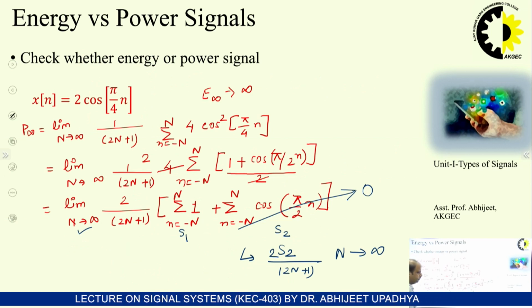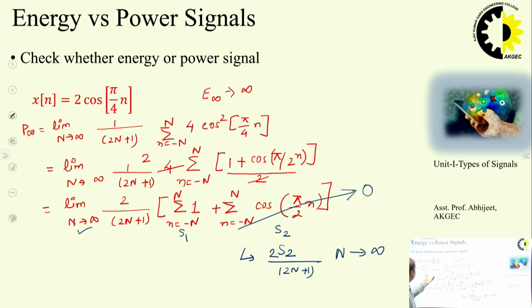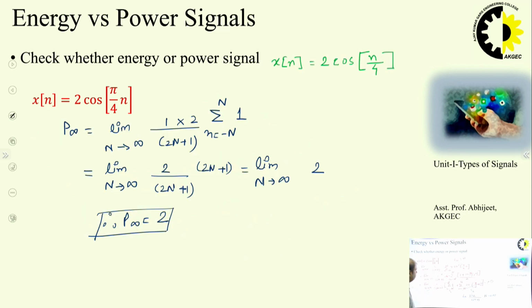Cos pi by 4 n is also a periodic signal in discrete time, and therefore it will be a power signal. The result is A square by 2, and therefore the value we get is 2 A square by 2, which is 2. The answer is 2, which we can see from this expression.